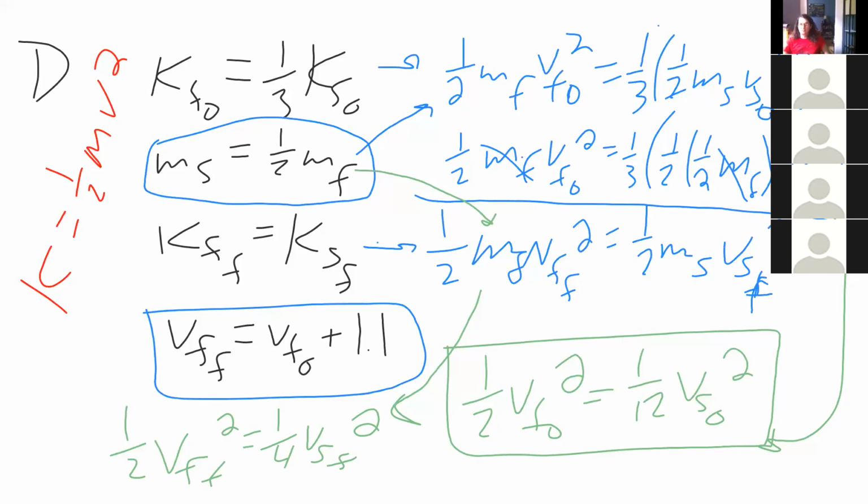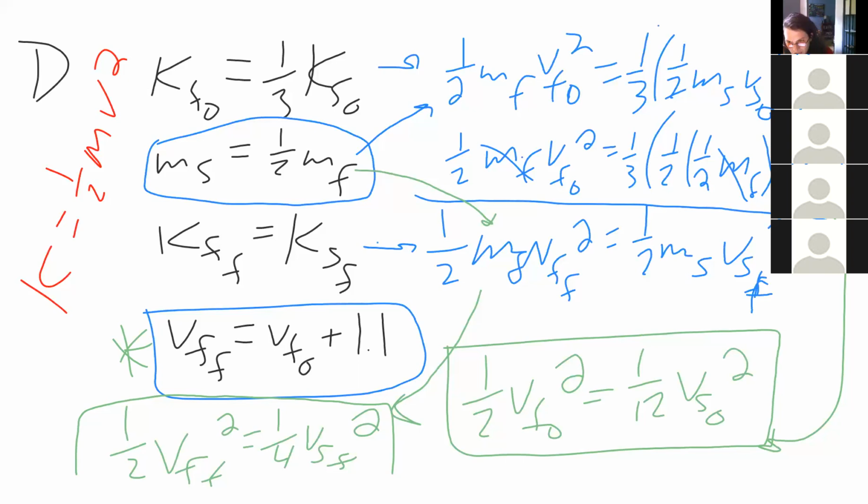All right, so now we have two relationships with the velocities. The last thing we need to do then is get everything here in terms of the initial velocities, because we're ultimately trying to solve for the initial velocities. We have one equation here that will allow us to put the final velocity for the father in terms of the initial velocity for the father.